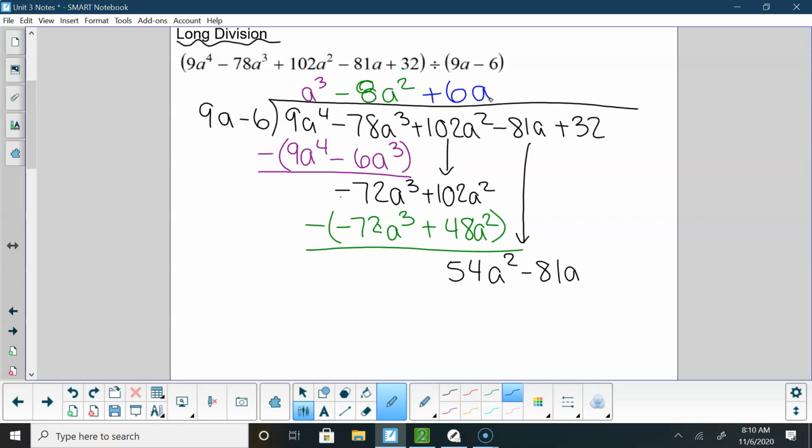We kind of getting the feel for it. Anybody in here like knit or crochet? No, nobody does that. It's basically, you're following the same pattern over and over and over again. You're just trying to get rid of stuff. So, minus 54a squared minus 36a.